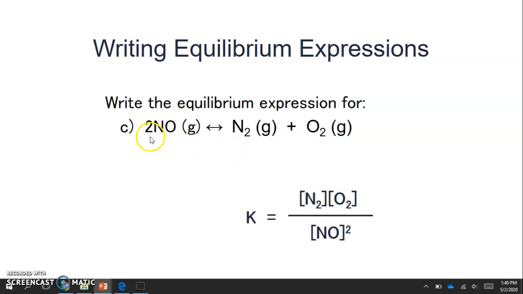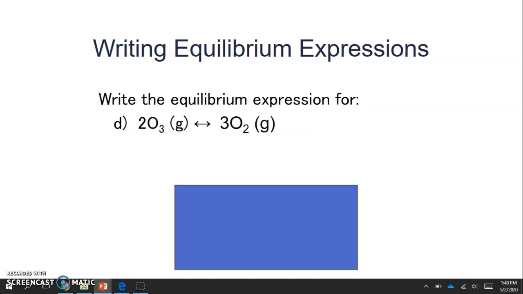Again, we're grabbing that from the coefficient. So we've got 2 here. So the 2 coefficient that comes in the front now becomes the exponent in our equilibrium equation. Again, these are just plug and chug. If you can follow the steps to do this, you should be able to set them up every time.